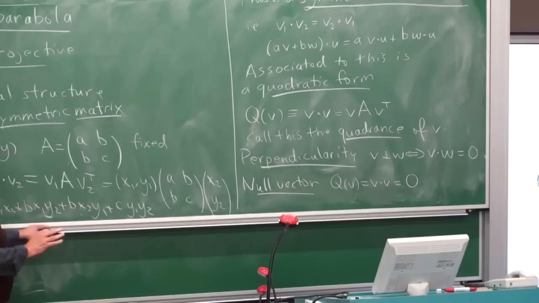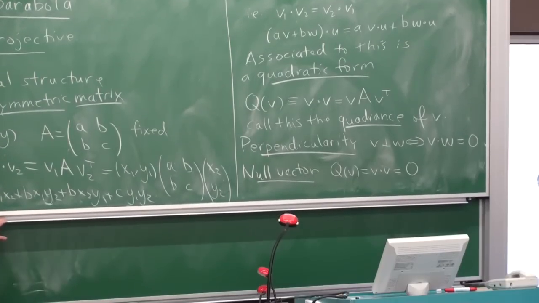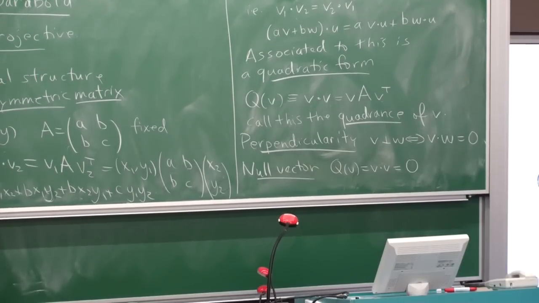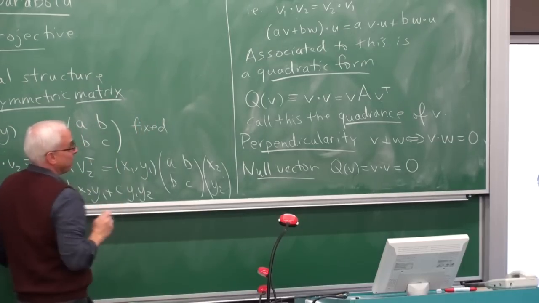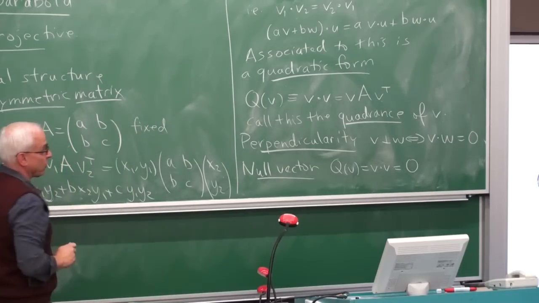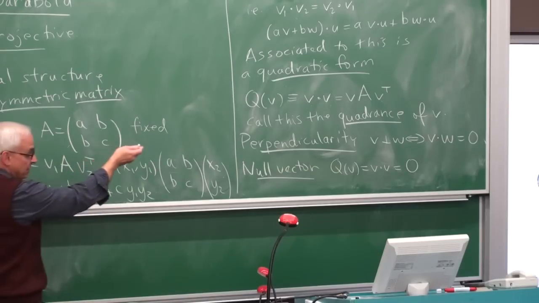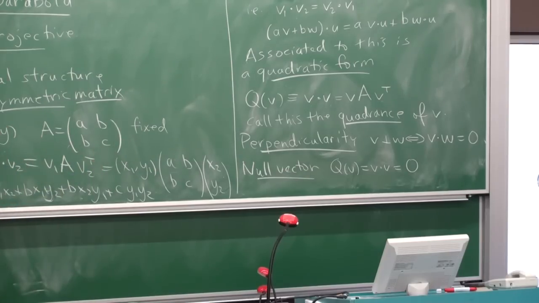Okay, so these are general things that apply not just to the Euclidean situation, but to a general quadratic form or general bilinear form. Given any matrix A, we can associate this symmetric bilinear form. We can associate to it also the quadratic form. We have a notion of perpendicularity. We have a notion of null vector.